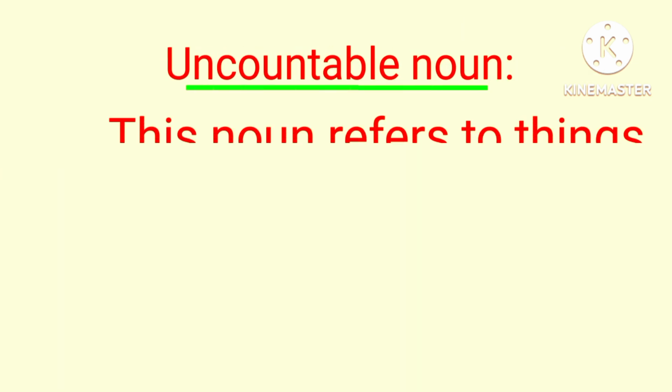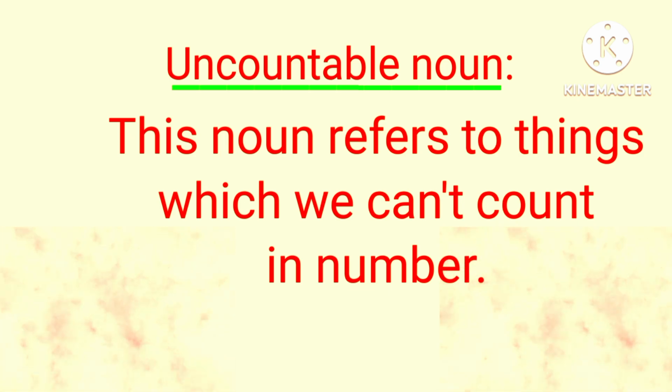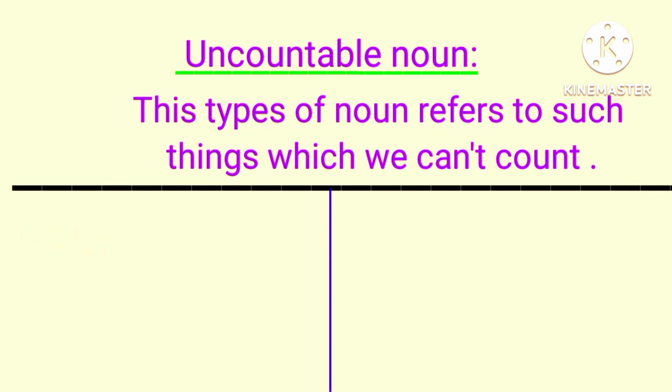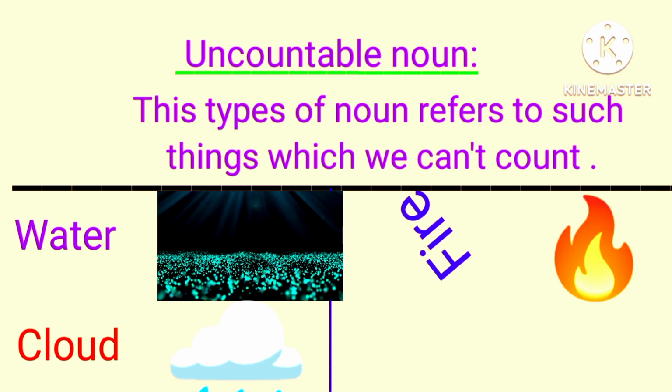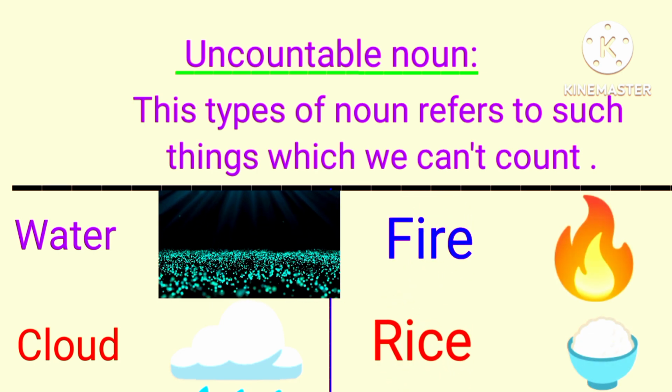Uncountable noun. This noun refers to things which we can't count in number. For example, uncountable nouns are stated as below: water, we can't count water. Cloud also can't be counted. Similarly, fire and rice, which we can't count.